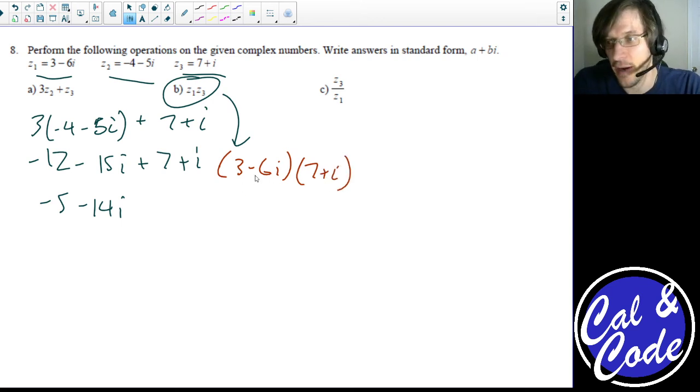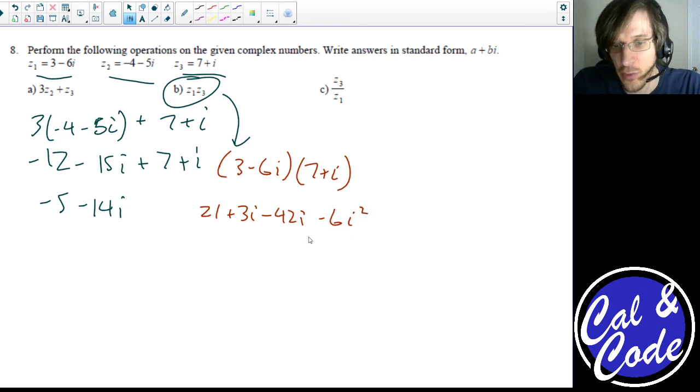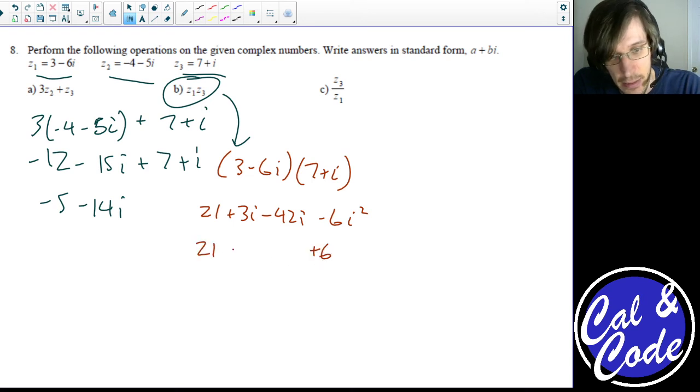When I multiply these together, I have to use the distributive property. That is 21 plus 3i minus 42i minus 6i squared. Remember, the i squared turns into a negative 1, so that'll become plus 6. And then we can add together our like terms and get 27 minus 39i.